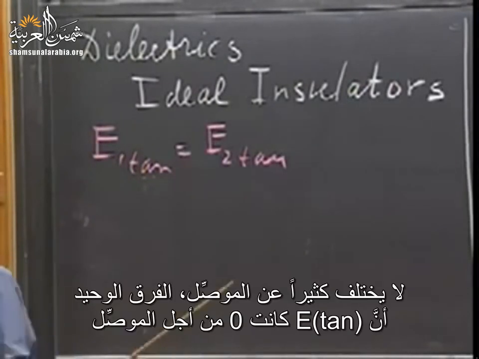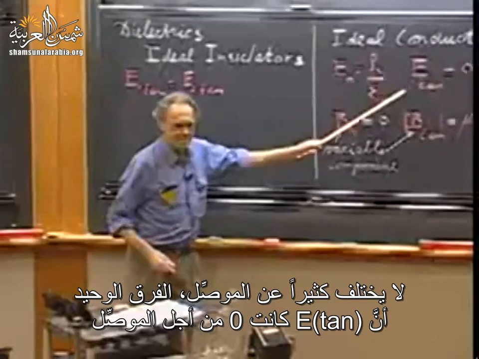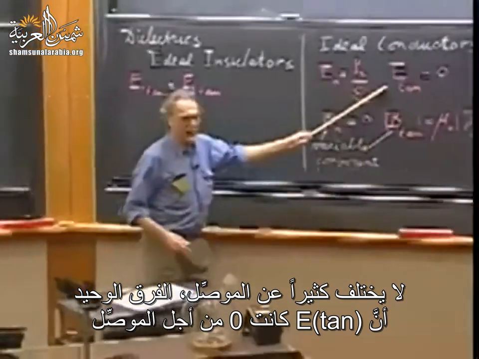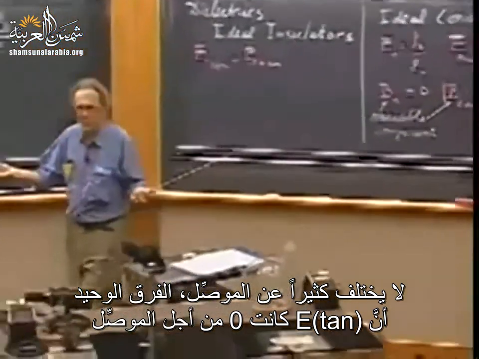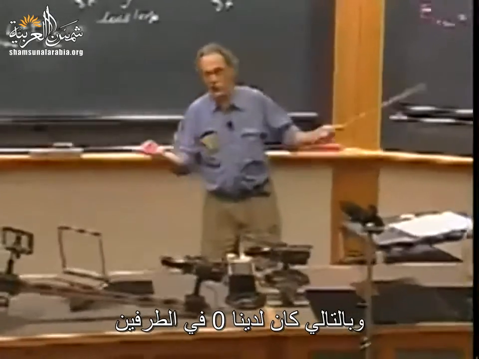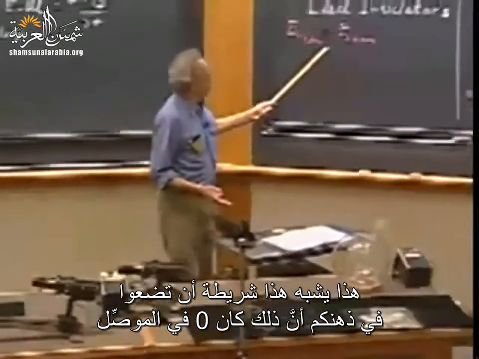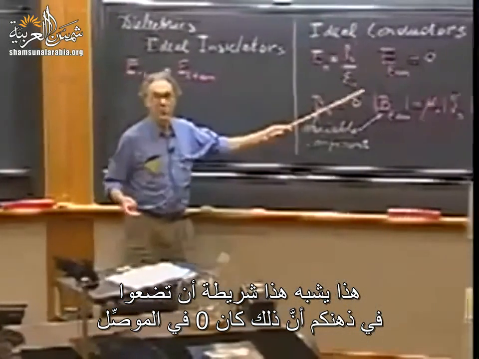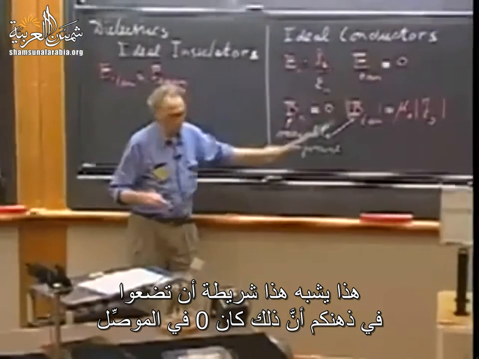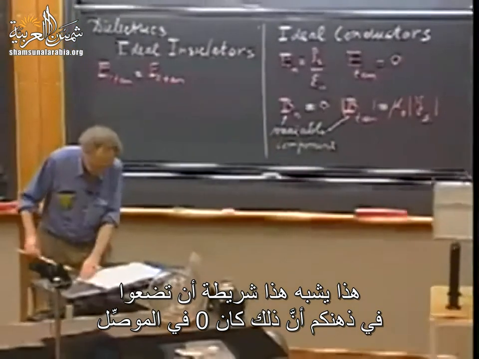It's not too different from a conductor. The only difference is that E tangential was 0 for a conductor, and so it was 0 on both sides. So this one and this one look alike, provided you keep in mind that for a conductor it had to be 0.